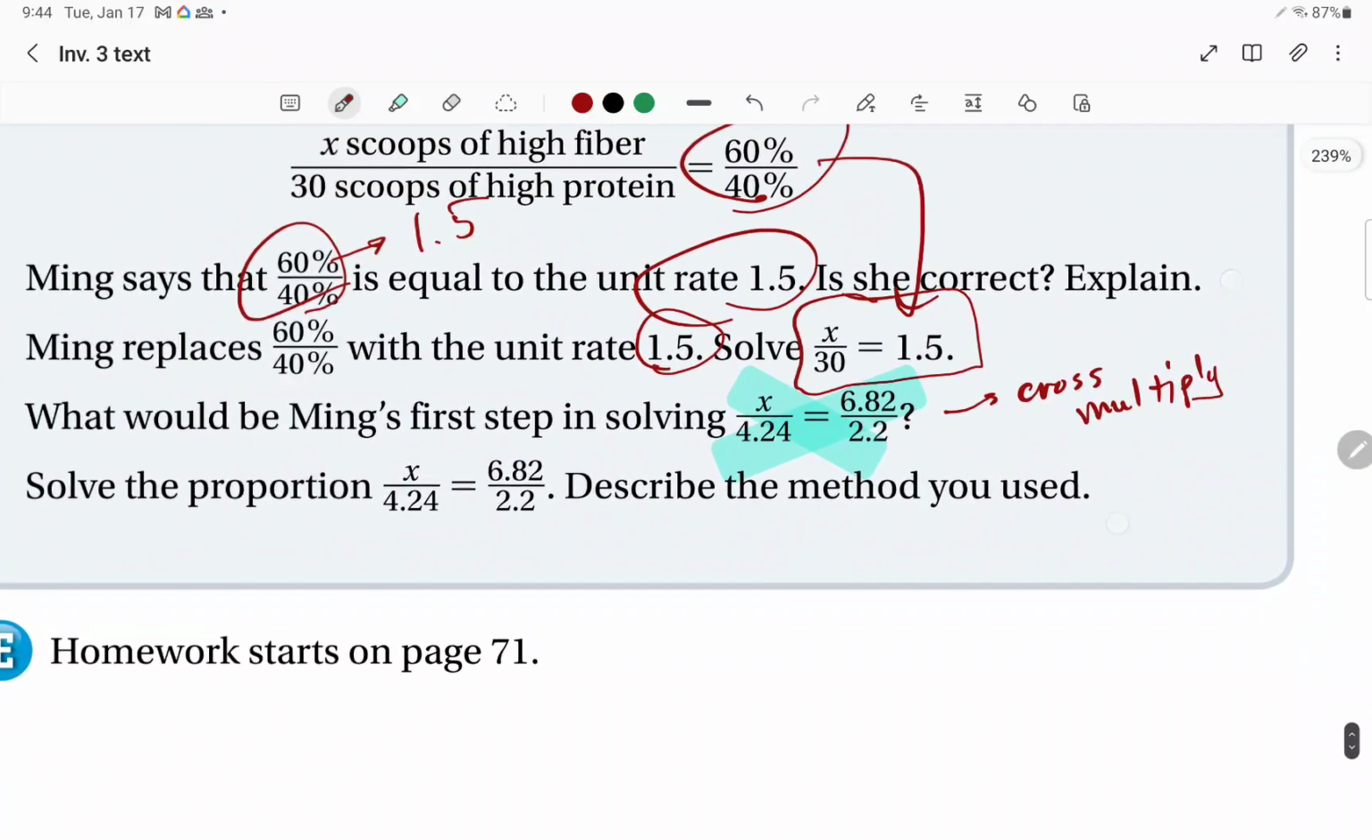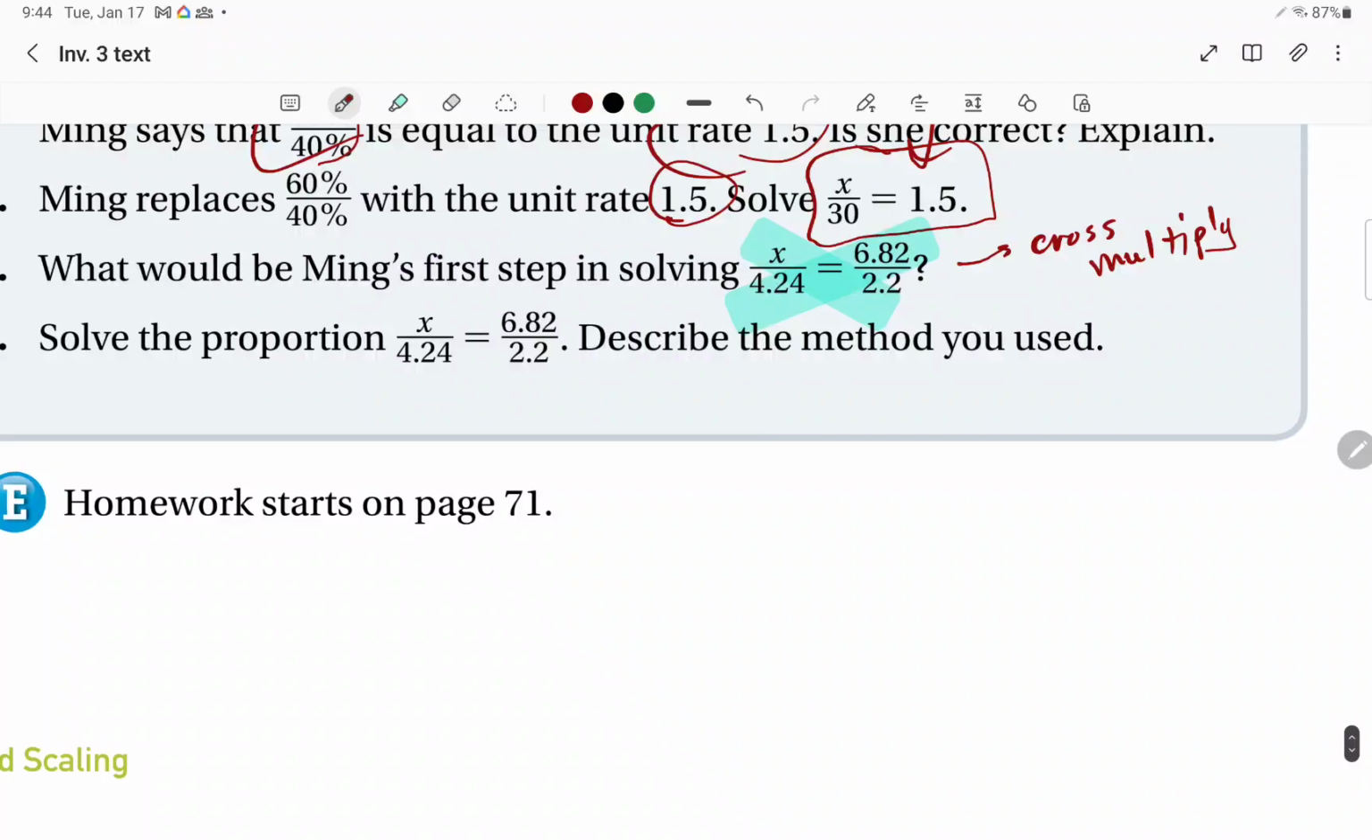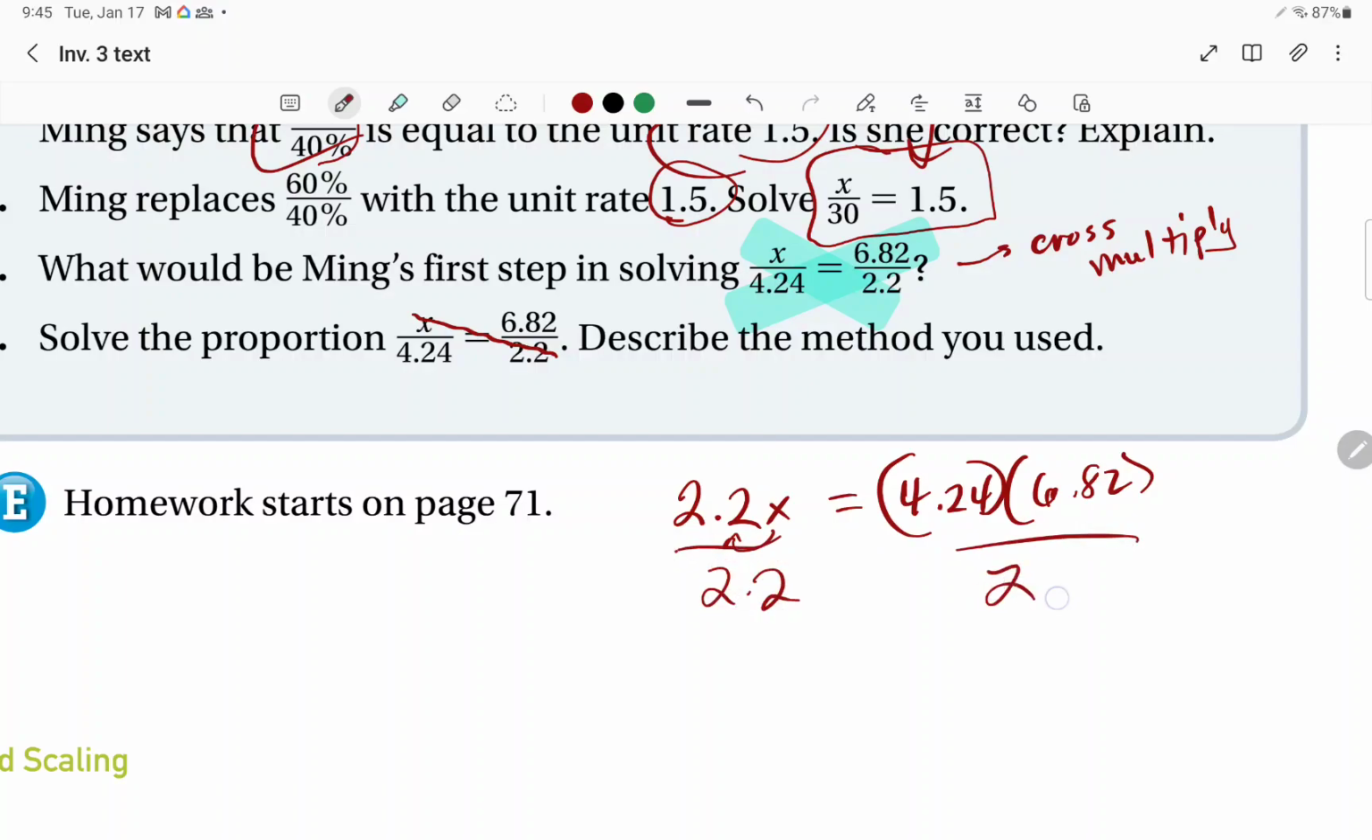And then in the last one, we're going to actually go through and solve it. So if you haven't tried this one on your own, try it on your own and then come back to the video. But when we cross multiply, you would have x times 2.2 is equal to 4.24 times 6.82. And we want to figure out what number times 2.2 will give me this. So I divide that out. We do the opposite. And when we do that, you get x is equal to 45.